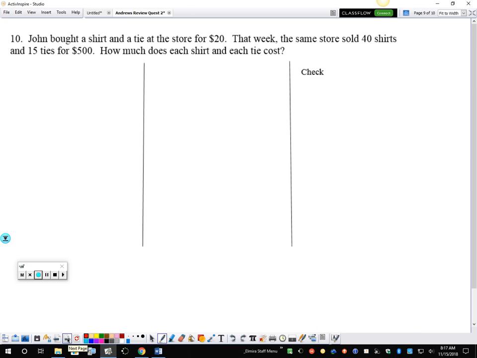Number 10, John bought a shirt and a tie at the store for $20. Okay, so he bought one shirt and one tie for $20. I would highly encourage you to make your T with a tail so it doesn't look like a plus sign. That week, the same store sold 40 shirts and 15 ties for $500.